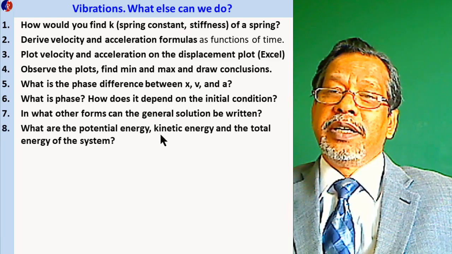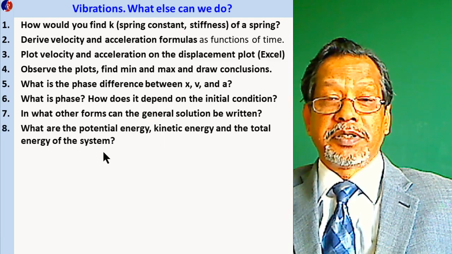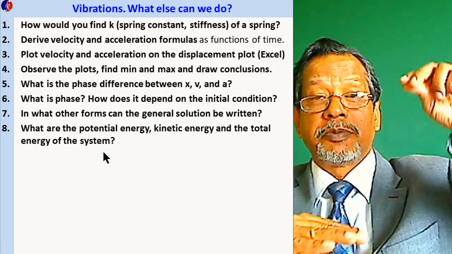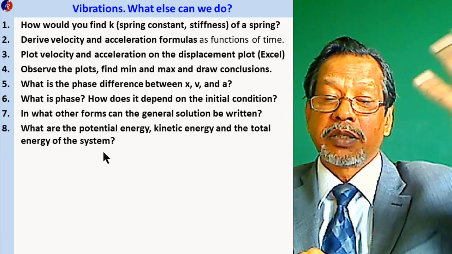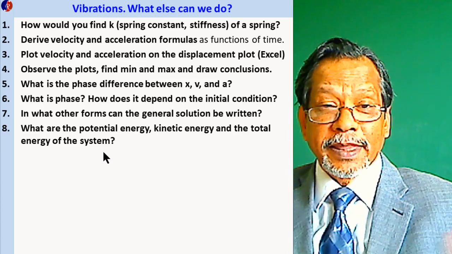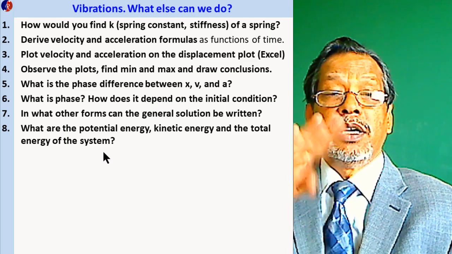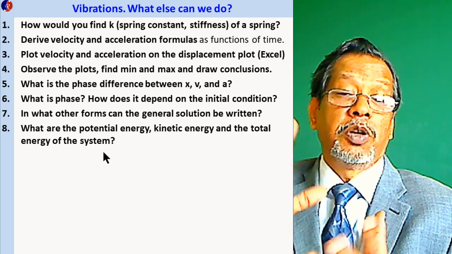What are the potential energy, kinetic energy, and total energy of the system? Of course, something is moving, so it has kinetic energy, and sometimes it stops, so the entire energy gets transferred into potential energy of the spring. They should be able to find that out. Energy is being conserved, let's assume. It's moving for a long time, so it's almost conserved.